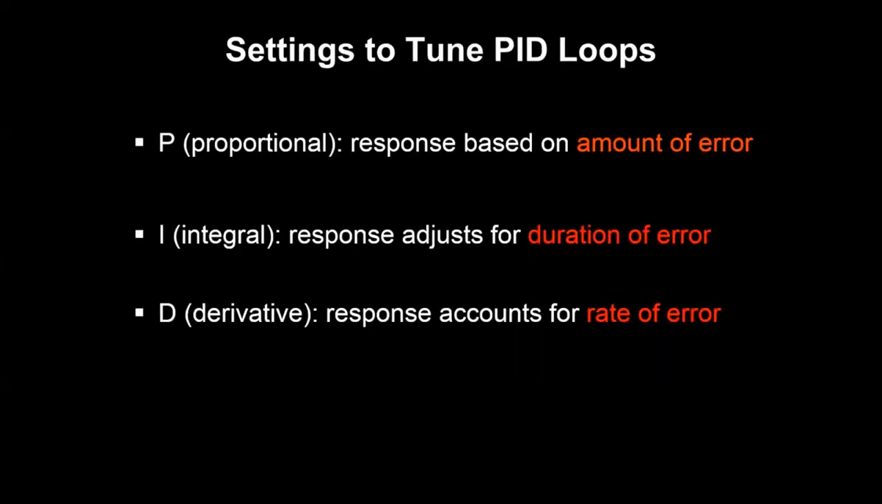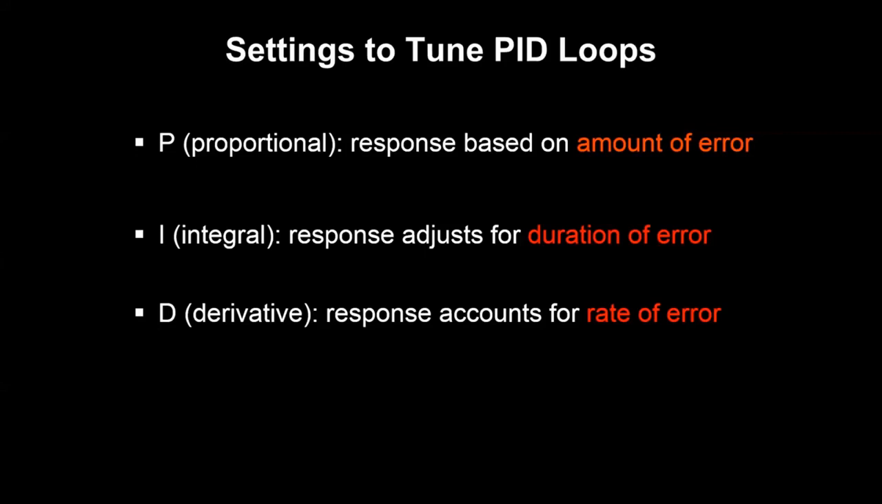So there's three settings as part of a PID loop that we could tune. What gives it the name PID loop is this PID: proportional, integral, derivative. The proportional response is based on the amount or magnitude of error. So it'll respond not constant, but linearly based on the amount of error that it sees.